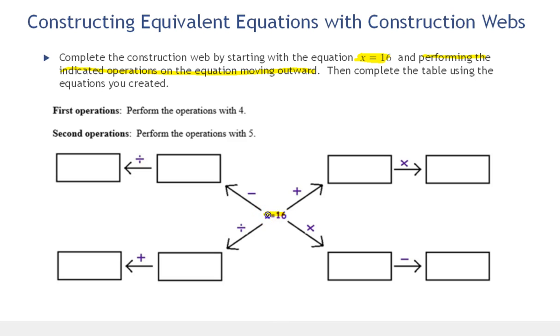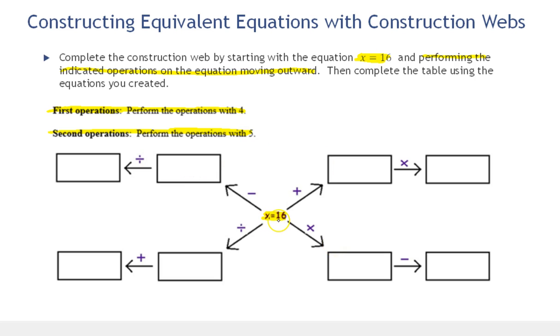So notice in the center we have the equation x equals 16, and these arrows show different operations. So we're going to take the equation x equals 16 and we're going to perform the operation of subtraction, addition, multiplication, division, and it says to do our first operations, which will be this first arrow, with the number 4. Okay. And then in our second set of operations, we have all the different operations listed, and it says to do the second operations with the number 5. Okay. So let's get started. I'm going to start here and work clockwise.